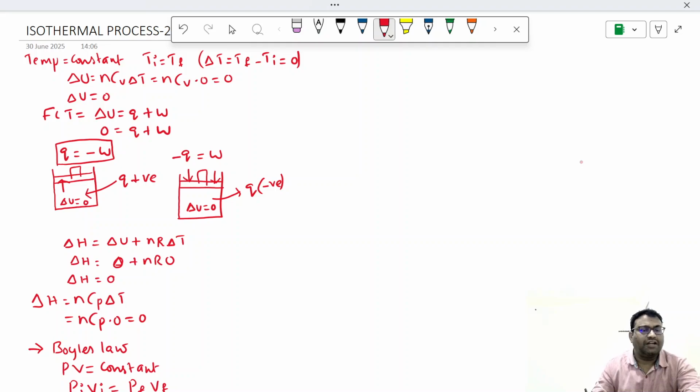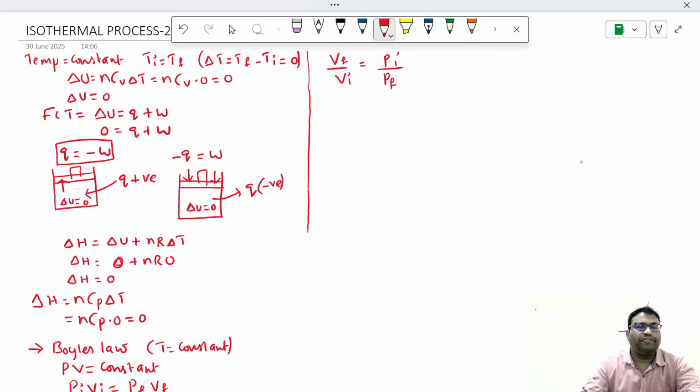Boyle's law is described as the volume of a certain amount of gas is inversely proportional to pressure at constant temperature. T is constant here. When temperature is constant, that is what process? Isothermal process. So from P initial V initial is equal to P final V final, I can write it as V final by V initial is equal to P initial by P final.